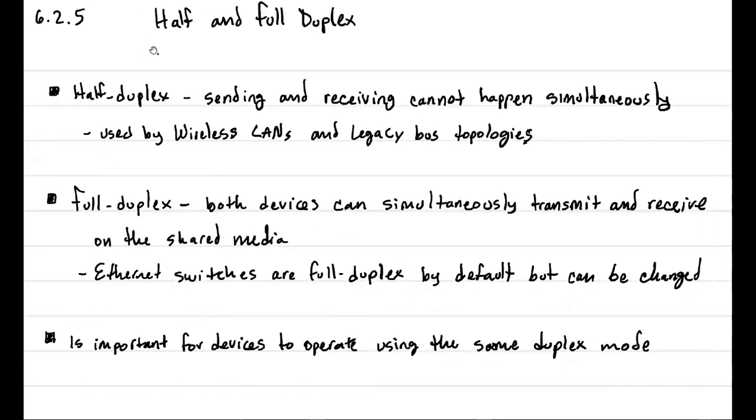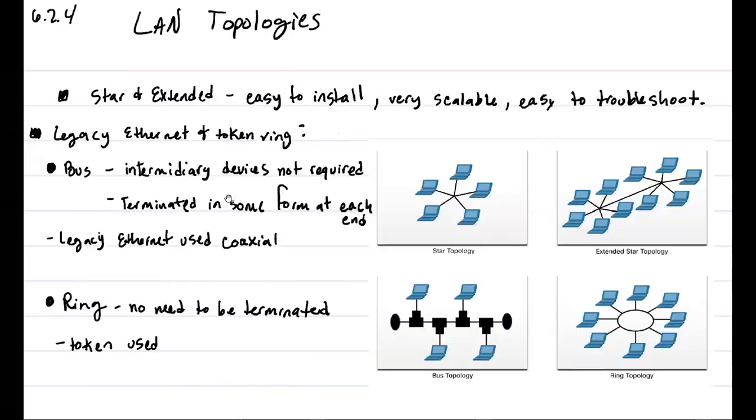We spoke a little bit about half duplex and full duplex. In half duplex, sending and receiving cannot happen simultaneously. It is used by wireless local area networks nowadays, and legacy bus topologies back in the day. So a bus topology, again, is going to be the one that used the coaxial cable and was terminated from one side to the other one. It was terminated at the ends.